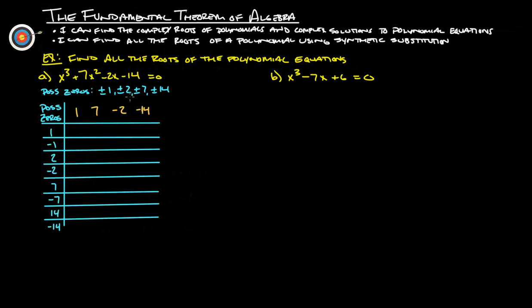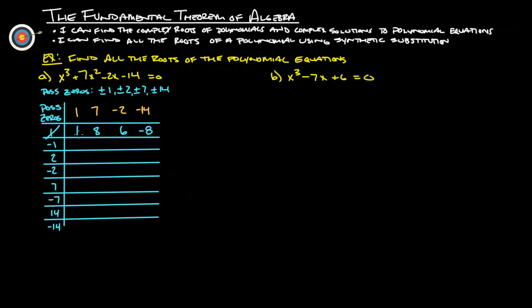Okay, so we'll go through and do our little synthetic substitution. Away we go. And we really only need to find 1 and then see if we can factor it after that. So bring the 1 down. 1 times 1 is 1, plus 7 is 8. 1 times 8 is 8, plus 2 is 6. 1 times 6 is 6, plus negative 14 is negative 8, right? So that doesn't work.